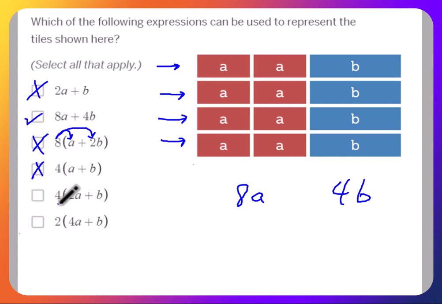Here we go again, 4 groups. Do we have 2 A's in each group? Yes. Do we have 1 B in each group? Yes. So that's equivalent.